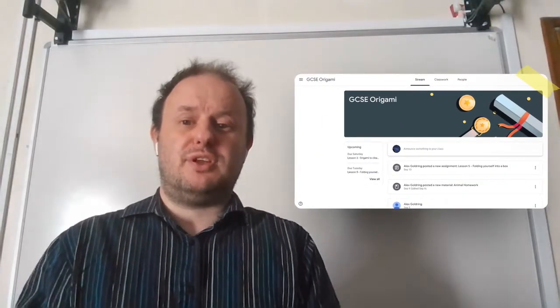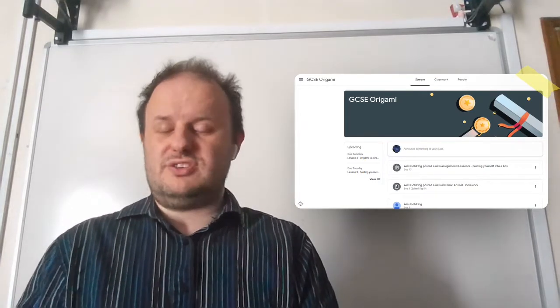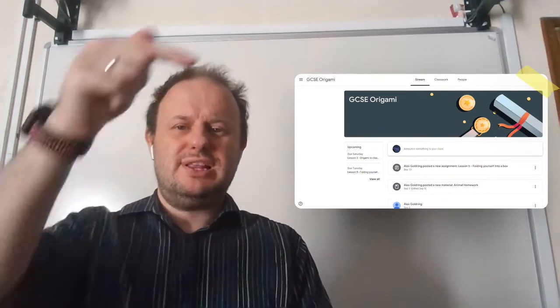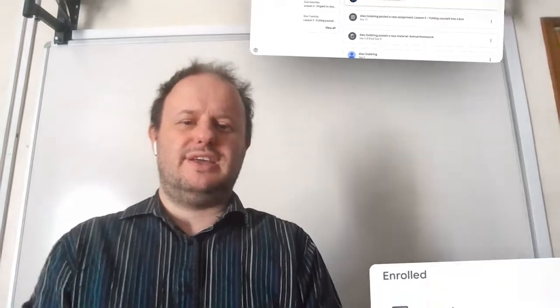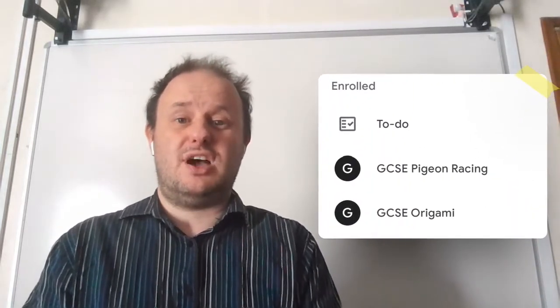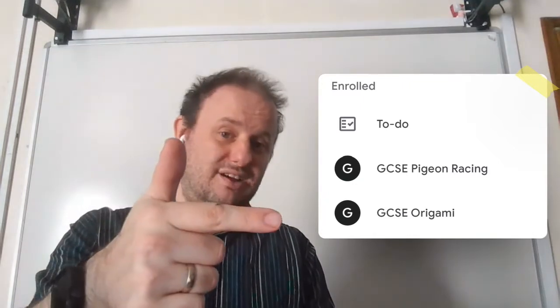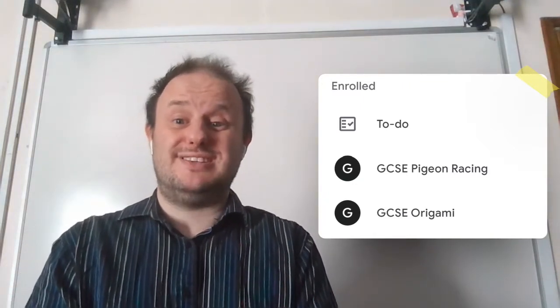So what we're going to do is explore Google Classroom. You can try to do this yourself with a Chromebook or a smart device, or you can rewind this video. We'll make it available to you. But if we click on the three little lines at the top here, then it brings up a view like this. So I've got my classes that I'm enrolled in. I've got my pigeon racing class, I've got my origami class, and I've got my to-do list. And it's the to-do list I want to show you what it does today.